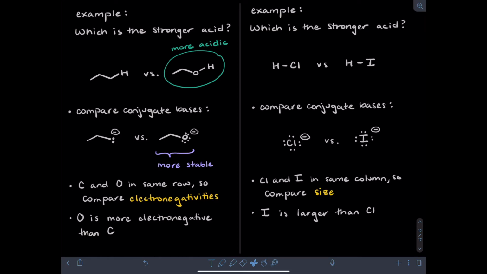Iodide, because it's lower down in the periodic table, is a lot larger than chlorine. Its larger size makes it better able to stabilize the extra pair of electrons it gets in the conjugate base form, and the more stable the conjugate base, the stronger the acid it came from. So HI was our more acidic molecule in this case.